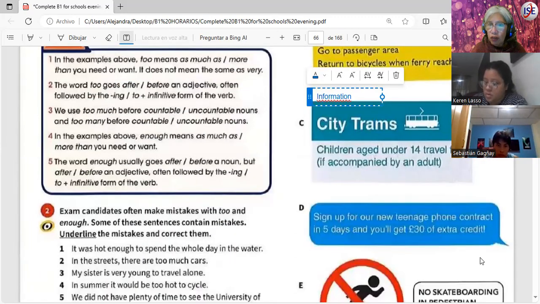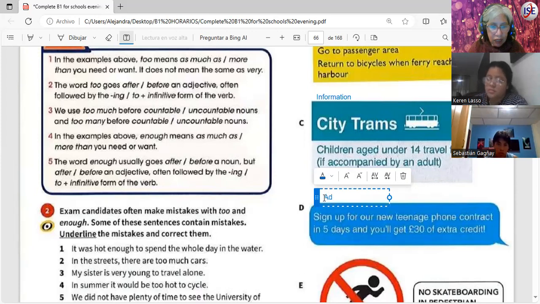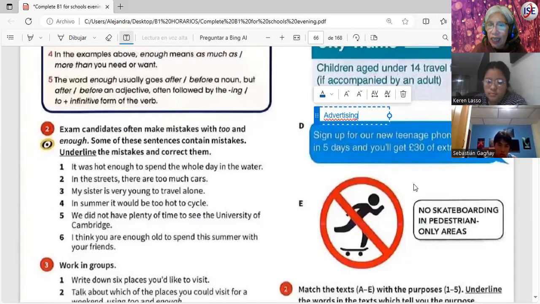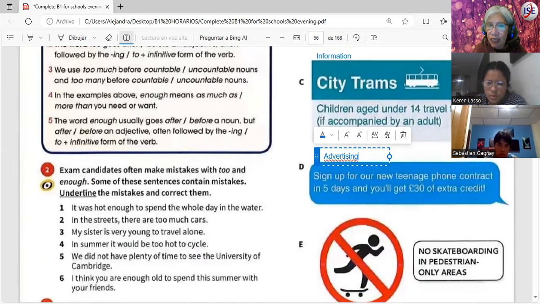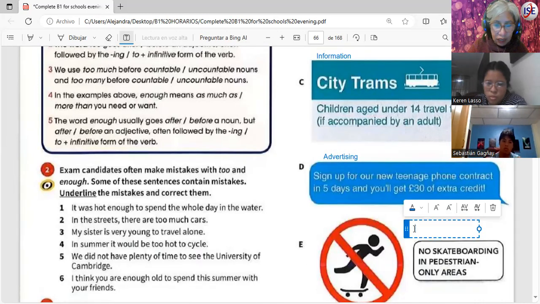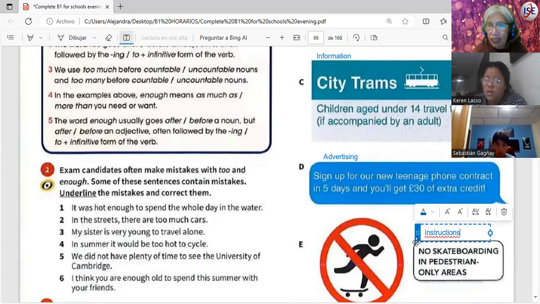This one: sign up for a new teenage fund contract in 5 days and you'll get 30 pounds of extra credit. This is advertising. Okay, they are telling you about an offer they have. And here we have: no skateboarding in pedestrian only areas. So this is not warning, this is instructions too. Okay, that people cannot skate there.